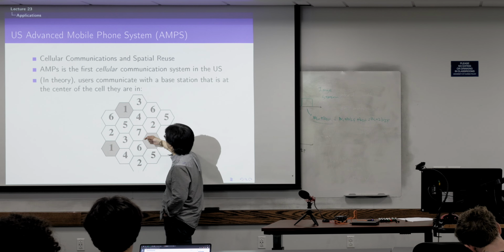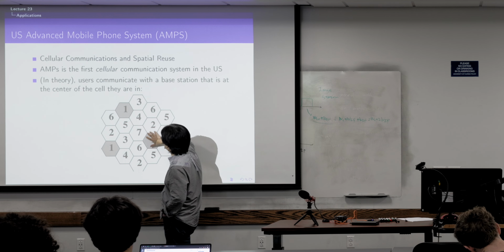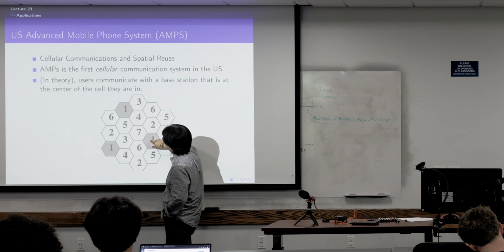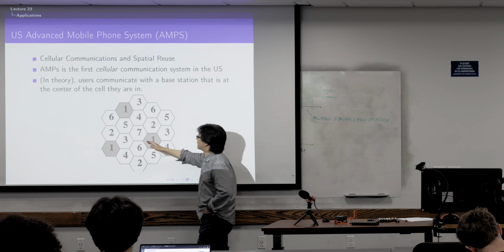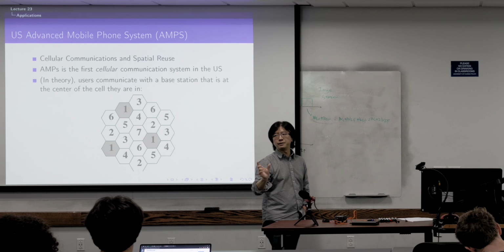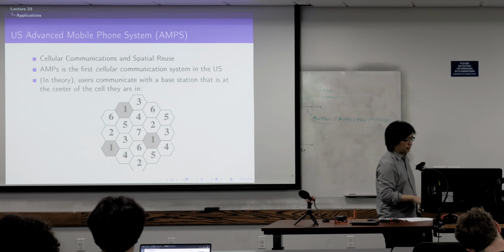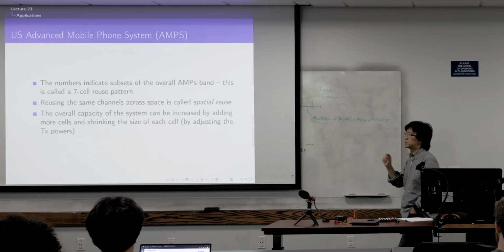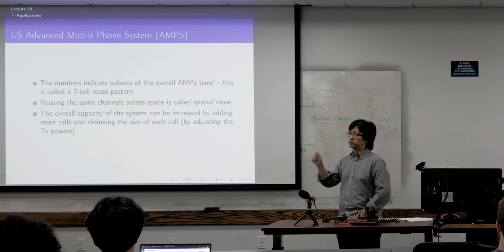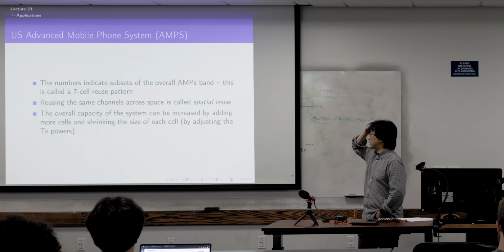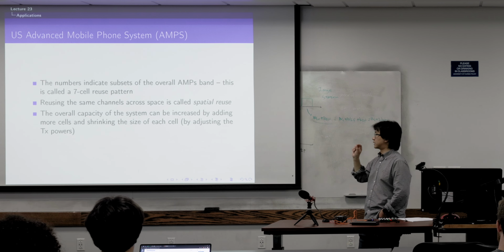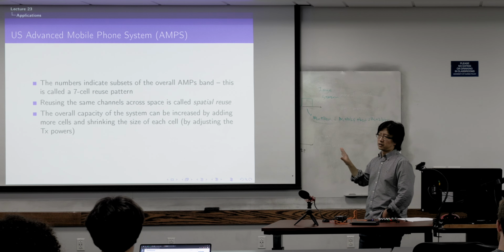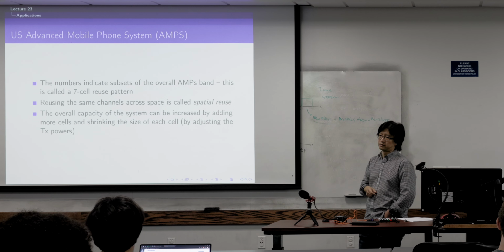Basically we take a number of cells, and if each group has the same number, then we can let them transmit all together in the same frequency band. This is very important. It's called the 7-cell reuse pattern. By the way, this is called frequency reuse, or spatial reuse. This spatial reuse is key, because we can improve throughput even for modern wireless communication systems.